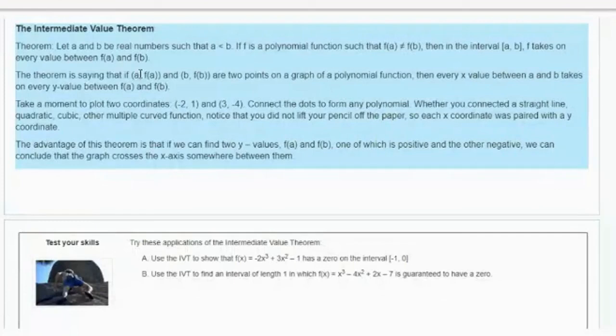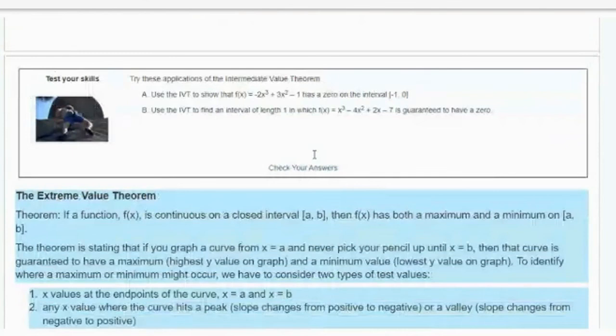It's the intermediate value theorem. It says if a is less than b and they're not the same, in the interval from a to b, the function takes on every value between f of a and f of b. If the function at a was equal to 0 and the function at b was equal to 3, it has every value between there. So don't let that confuse you. It's just proving that, like right here, this has a 0 in the interval from negative 1 to 0, because when you graph it, you'll see that.